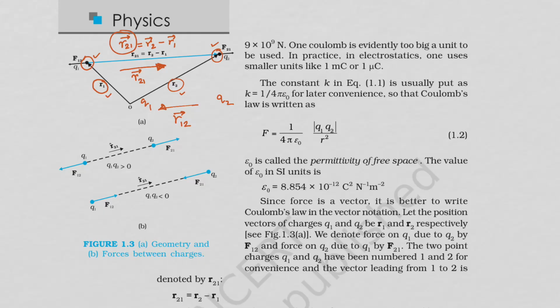Further, we talked about F is equal to k Q1 Q2 upon r square, where k is equal to 1 upon 4 pi epsilon naught. This is the proportionality constant, where 4 and pi you already know. Epsilon naught is the permittivity of free space, and for vacuum its value is 8.854 into 10 to the power minus 12 coulomb square per newton per meter square.